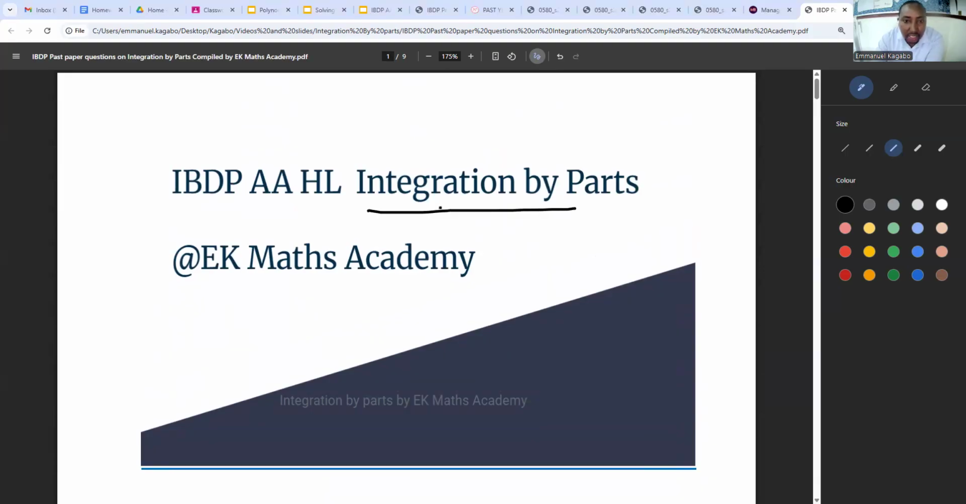So you need to know what it is. Mainly, you have to know what is integration by parts. What does it do? How does it help you? Now, how do I use it? That's very important for everyone to know.